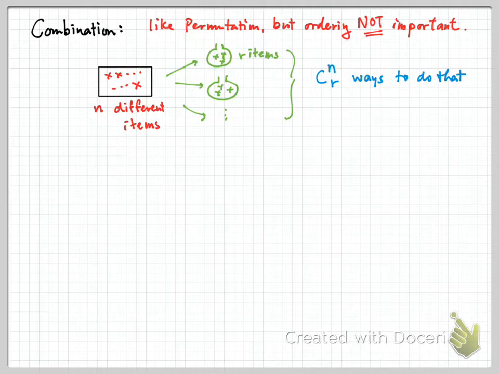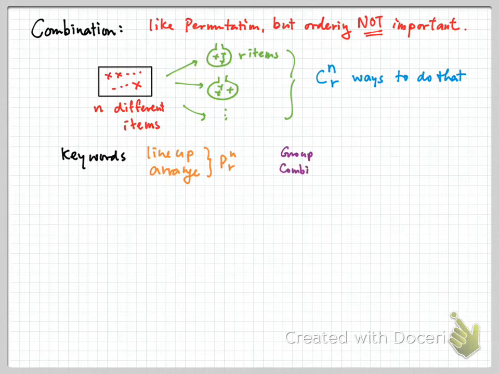You can note different keywords to distinguish between NCR and NPR, permutation and combination situations. If you have keywords like line up, arrange, these are keywords that prompt you to use NPR, permutation. On the other hand, if you have keywords like the number of groups, the number of combinations, then this will give away that we use NCR combination to do that.